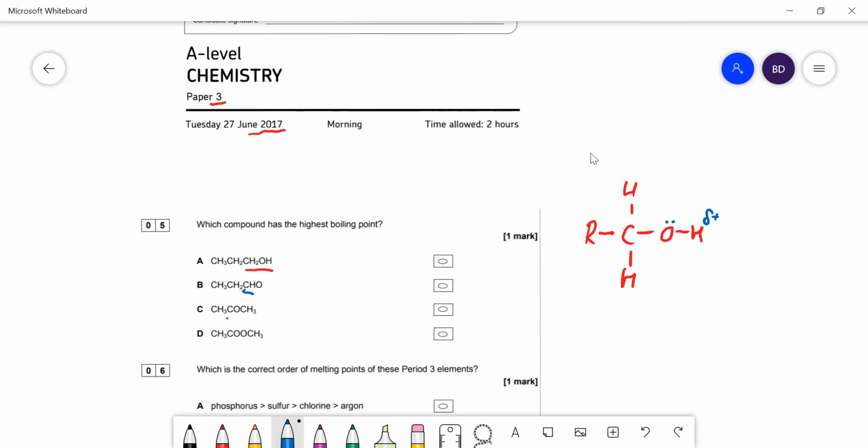All of these others, like the aldehyde, if you look, you've got a carbonyl group in there, and lone pairs on the oxygen, but you don't have a hydrogen attached to an oxygen, so that's no good. You have no chance of forming hydrogen bonds. You're only going to get dipole-dipole interactions. The same with propanone, that's just got a carbonyl group, and the ester, the same again. You've got oxygens, but you haven't got any hydrogens directly attached to oxygens to form hydrogen bonds. Okay, so that's the answer to that one.